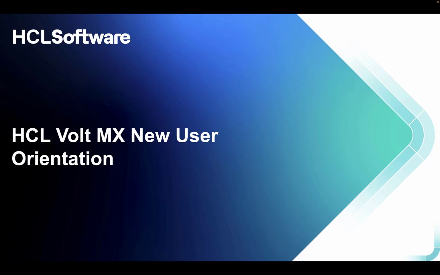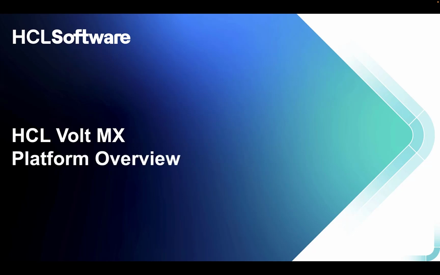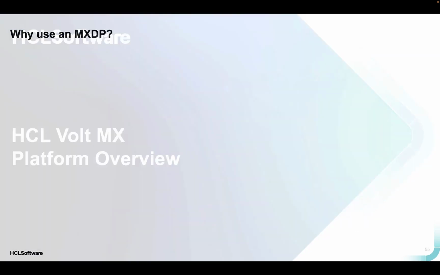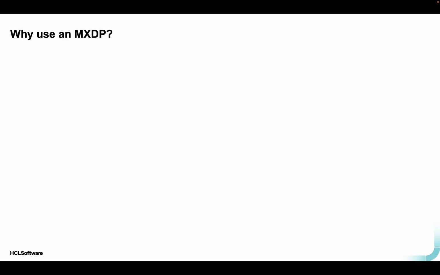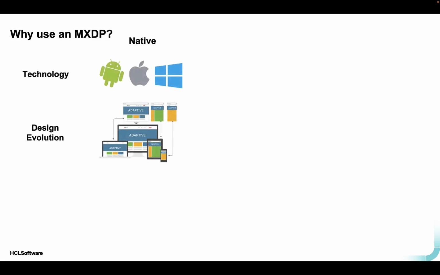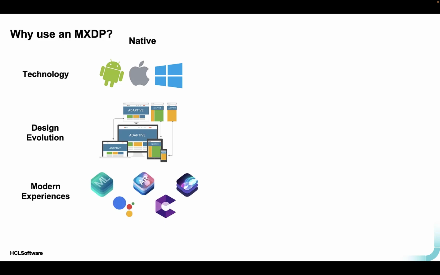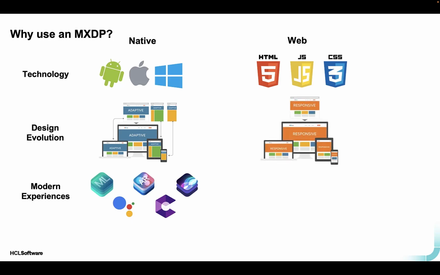Now let's get started. We'll start with the platform overview of what is Volt MX. So to set context, Volt MX is primarily an MXDP, or multi-experience development platform. We have so many technologies when it comes to native, with iOS, Android, Windows, each with its own technology and modern experiences. You have web with its own HTML5, CSS3 and all the responsive and PWA and its own standards.